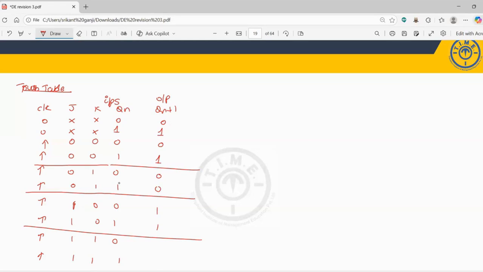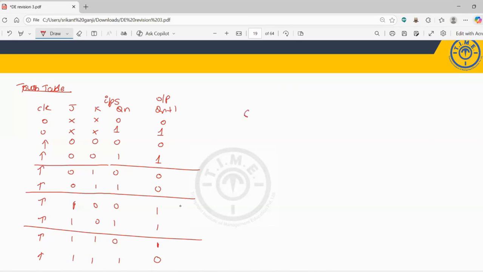But here you can apply 1 1. So it is a complement of this one. So this is a 1 here, and this has to be 0, the complement of Qn. In the SR flip-flop, a 1 1 input gives an indeterminate form, but here the output is the Qn complement.